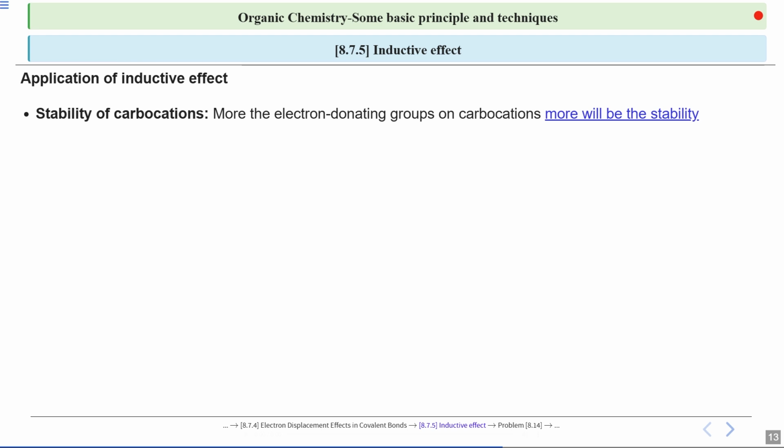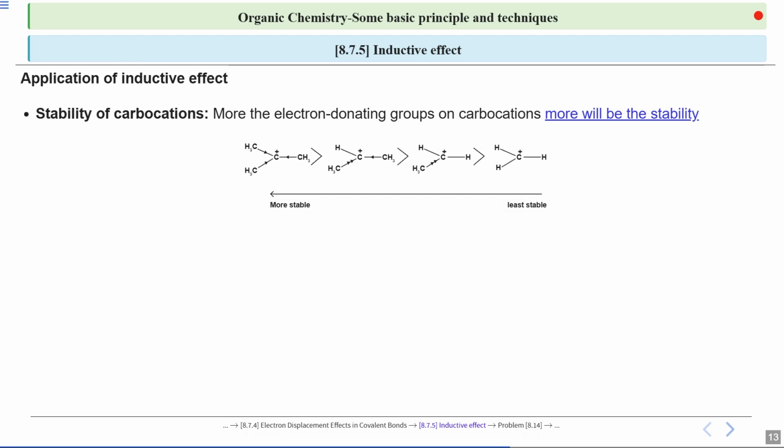So remember, in the previous talk we said that the carbocation with the greater number of alkyl groups is more stable, and I also mentioned that this will be explained on the basis of inductive effect. Now it's very obvious, if you have gone through this discussion carefully, you can easily predict that these electron donating groups, which are alkyl groups, will increase the stability of the carbocation. As a result of that, the carbocation with the highest number of alkyl groups is the most stable one.